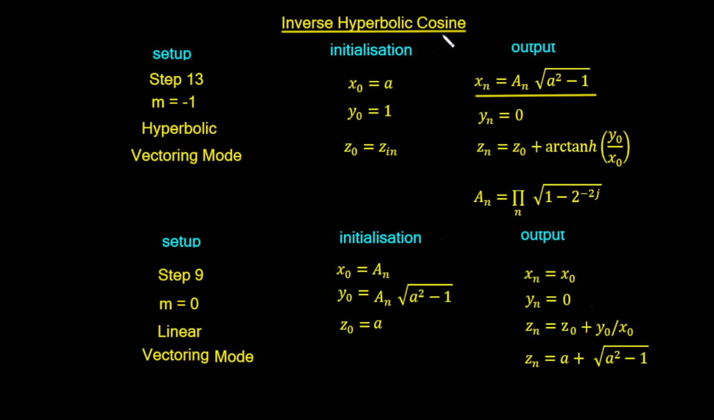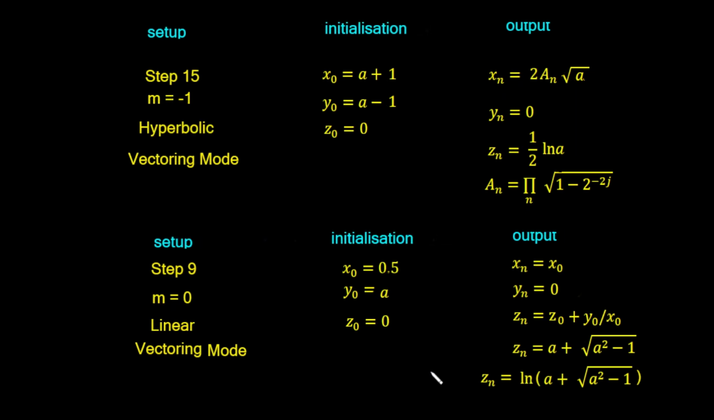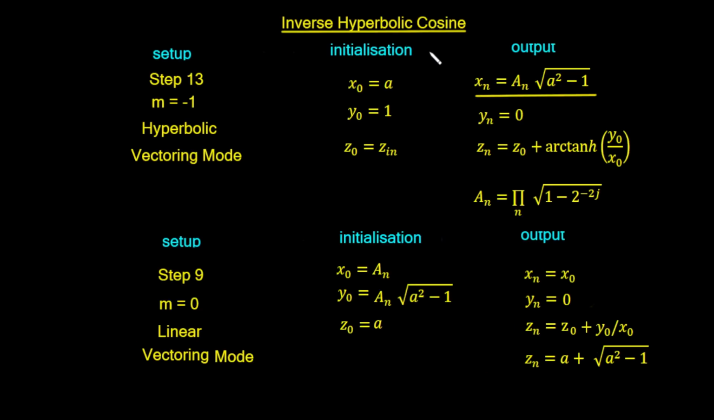In order to generate the inverse hyperbolic cosine and the inverse hyperbolic sine functions, we're going to have to use a more complicated process. We're going to have to generate the function ln of a plus the square root of a squared minus 1 in order to generate the hyperbolic cosine function. So we start off with step 13, which is m is equal to -1, it's hyperbolic and it's vectoring mode. The initialization x0 is equal to a, y0 is equal to 1, and z0 is some value zn, which we don't really care about.